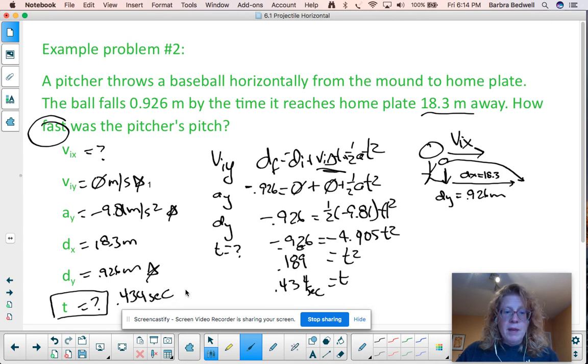By the way, if you ever get negative time, you've screwed up something. You've missed a negative sign somewhere. Go back and check. Can't have negative time. Did not go backwards in the universe. So that's kind of a weird process. All right. So now what?